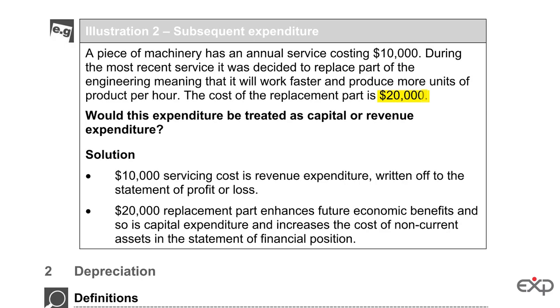Now, I would argue that the 10,000 service cost is not enhancing the value of the item. It is simply maintaining the item at its current standard. So this means that the service cost is taken to the statement of profit or loss. The replacement part enhances the value of the equipment. What we're saying is that it actually makes it better, it makes it faster, and it makes it more productive. So the 20,000 can be capitalised and will be added to the value of the asset.